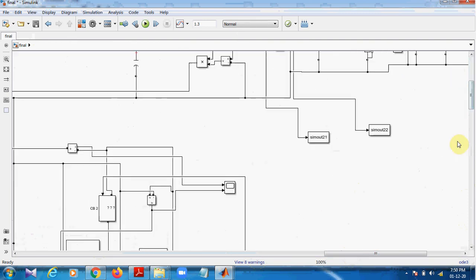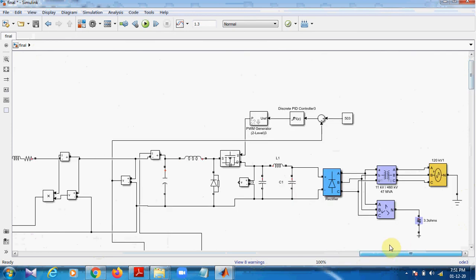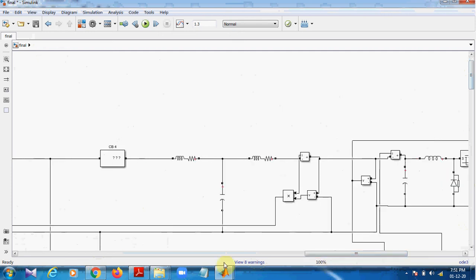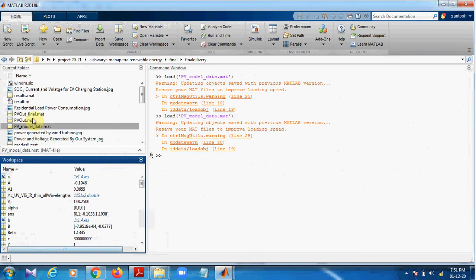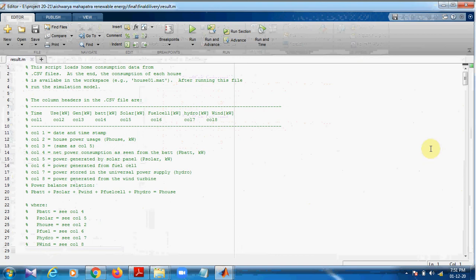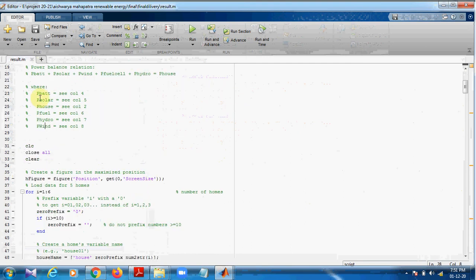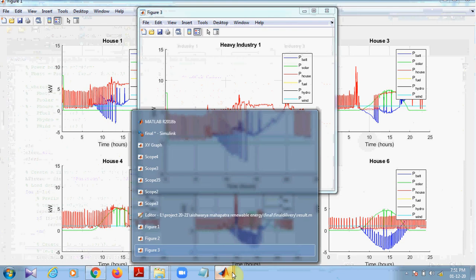After this simulation, we have to plot various graphs related to the final outcome. I'll show you how to plot the graph. For plotting the graph, I have created one function, that is result.m. Here we have taken all the parameters from the battery, solar, fuel cell, hydro, wind, and all column signals. We are plotting the graph with respect to the various utilization of energy. We'll run this here. Once we run, it will plot various graphs. We'll see them one by one.